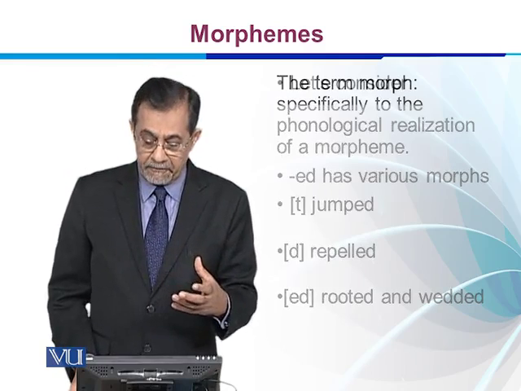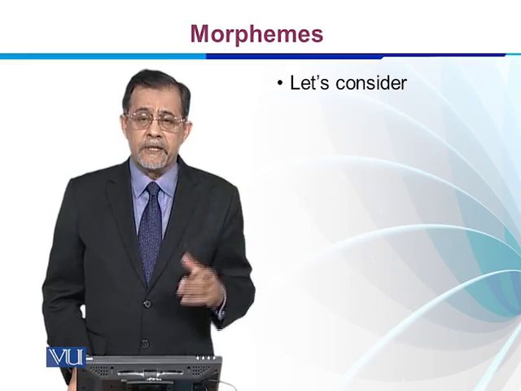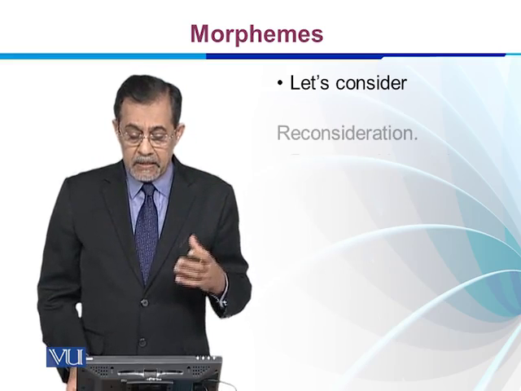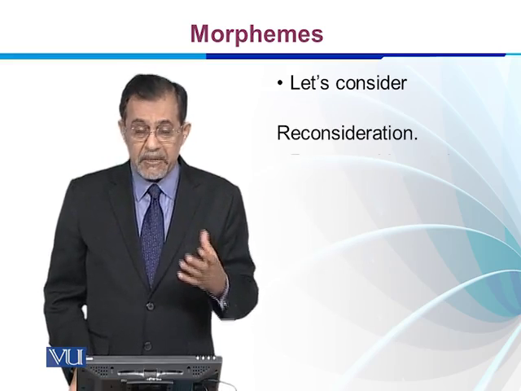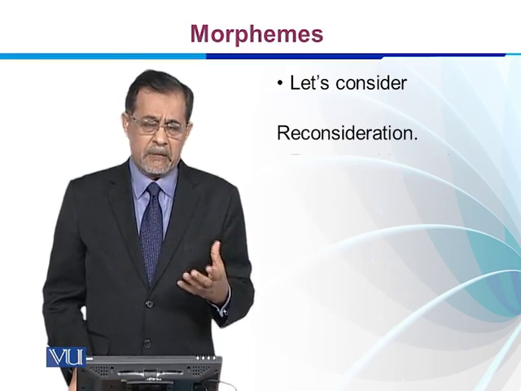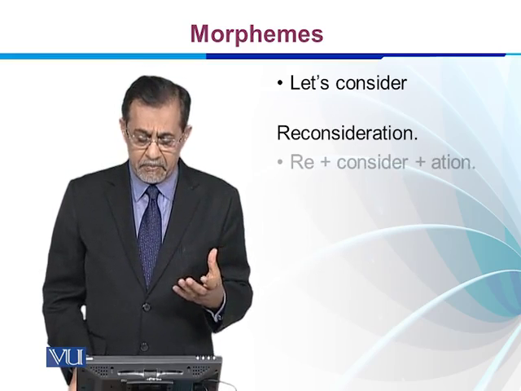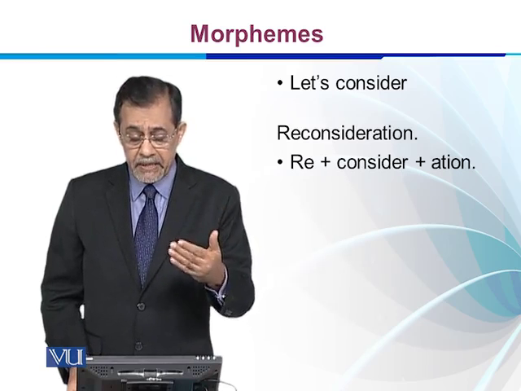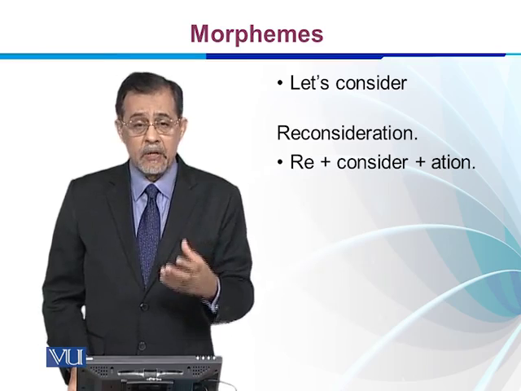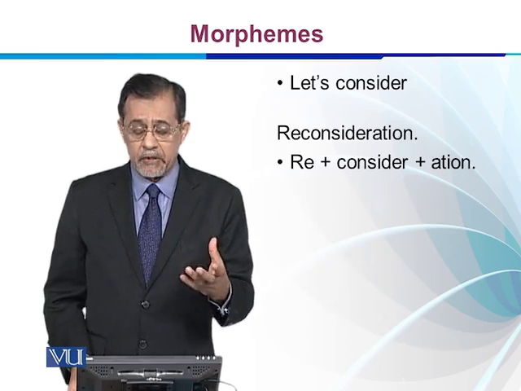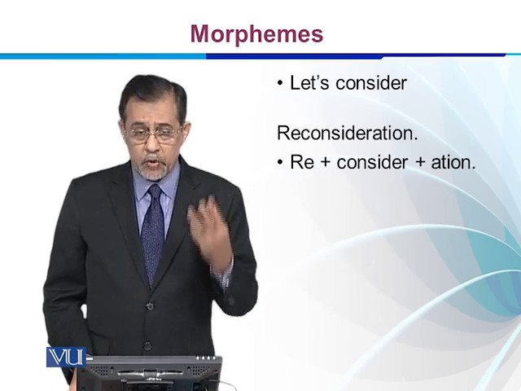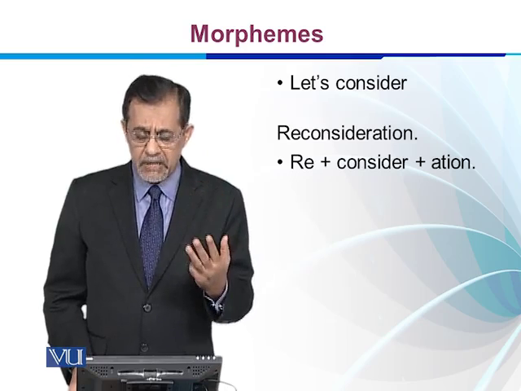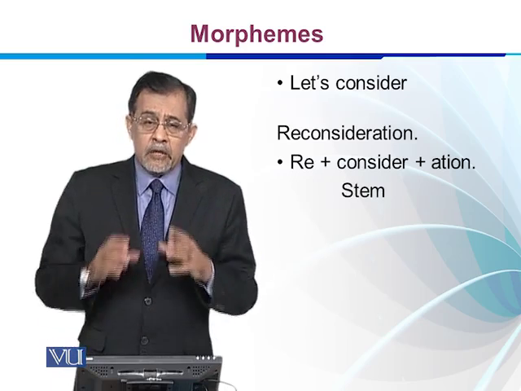Phonologically, it behaves differently. Let's consider a word, reconsideration. If we break this word, we find certain morphemes. For example, we find re, which is a prefix. We find consider, which is the stem, and we find ation, right? So we get three morphemes out of this word. So what is a stem?